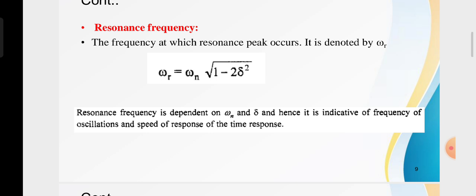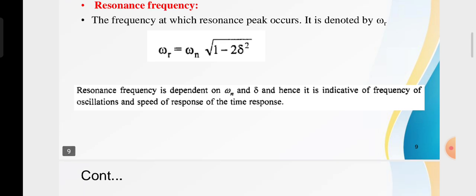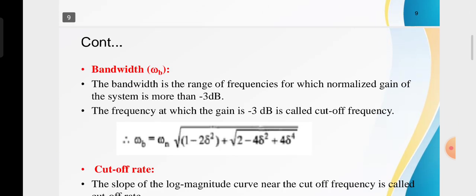The mathematical expression: omega r is equal to omega n root of 1 minus 2 del square. The resonance frequency is dependent on the undamped natural frequency omega n and the damping ratio. Hence it is indicative of the frequency of oscillation and the speed of response of the time response.